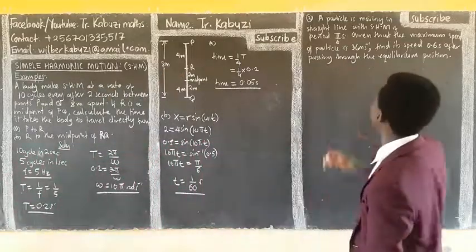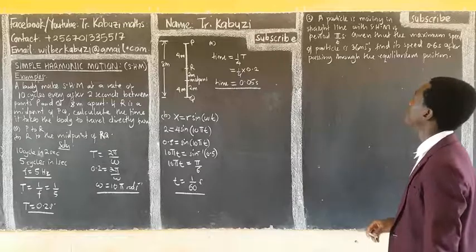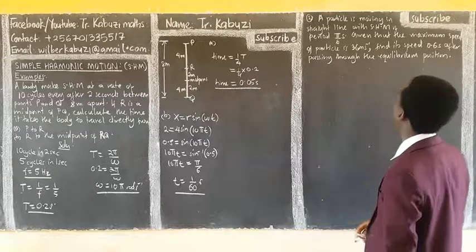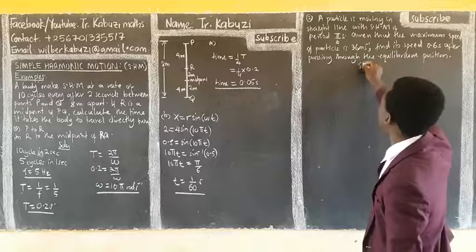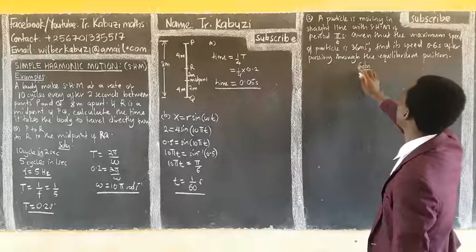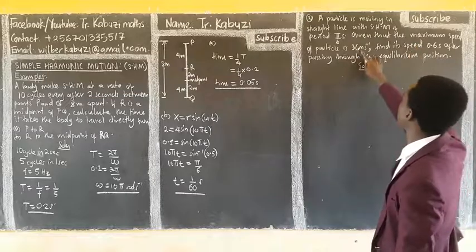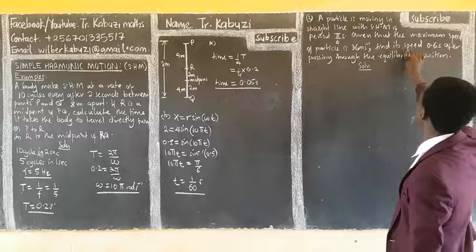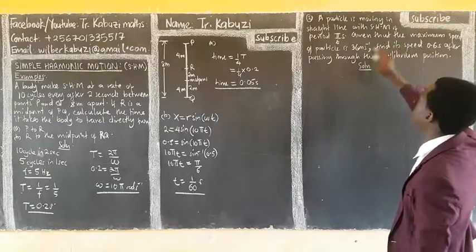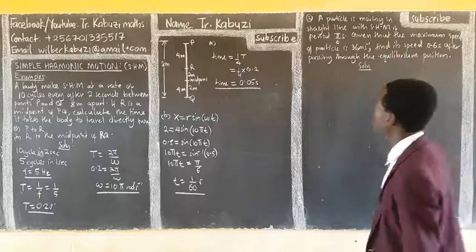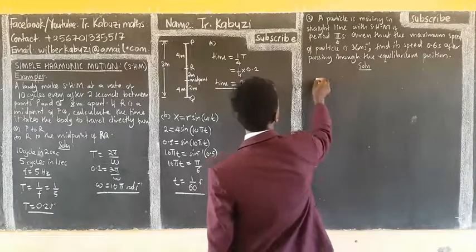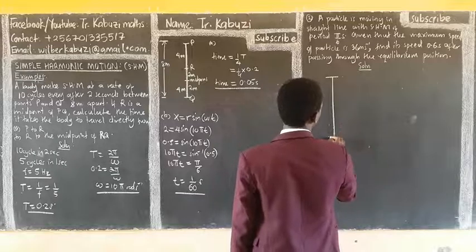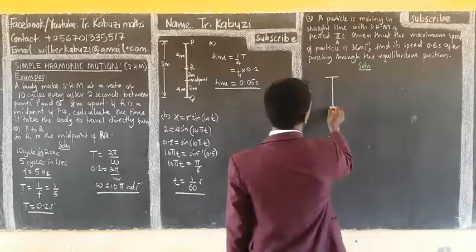Okay, when I come to this now, I have a particle moving in a straight line with simple harmonic motion, and the period is pi over 6 seconds. Given that the maximum speed of the particle is this, find its speed 0.6 seconds after passing through the equilibrium position. So you do our simple sketch. This is what I have now. So this is my equilibrium point.